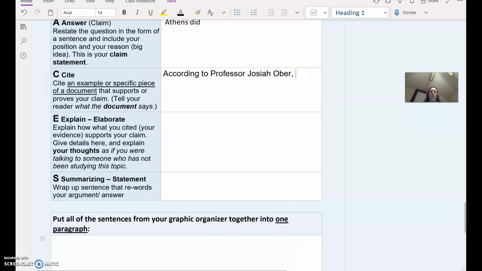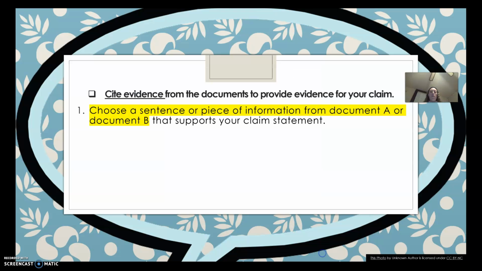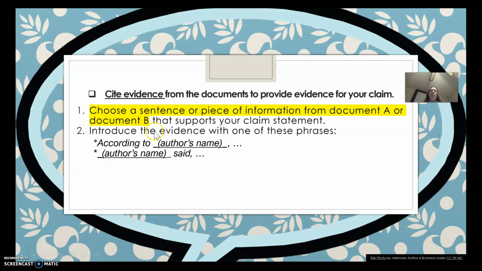So I'm going to come back over here so you can see in writing what I just did. I chose the information. I know what I want to use. Then I had to introduce the evidence with a phrase like, according to Professor Josiah Ober, or according to Pericles. You could also say, Pericles said. If you prefer that, that's fine.